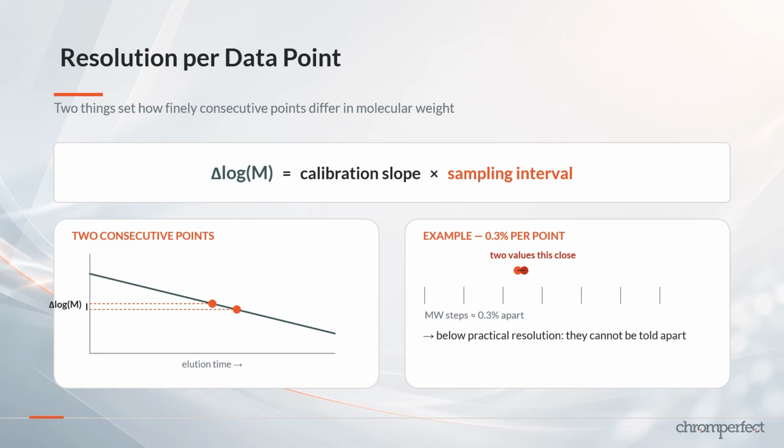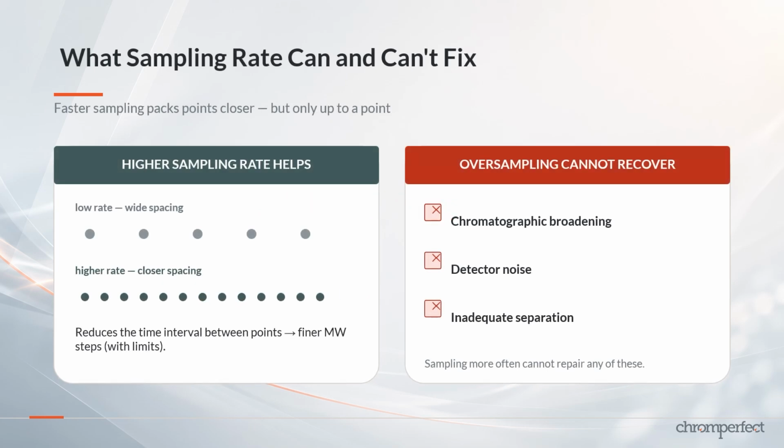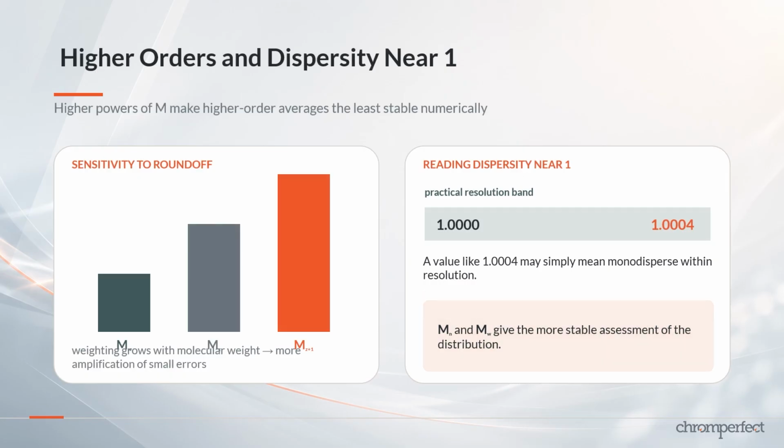Increasing the sampling rate can improve this resolution to a limited degree, because the time interval between points becomes smaller. However, oversampling cannot recover information that has already been lost through chromatographic broadening, detector noise, or inadequate separation. Higher-order averages such as Mz and Mz plus 1 are also more susceptible to round-off error because they use higher powers of molecular weight. When evaluating an apparently monodisperse material, Mn and Mw generally provide a more stable assessment.